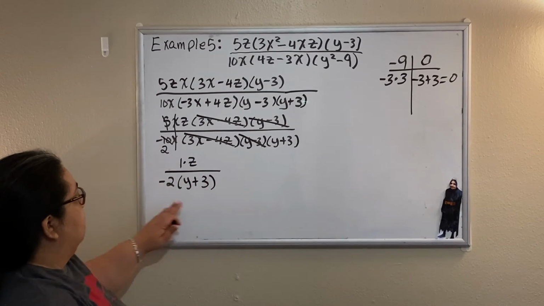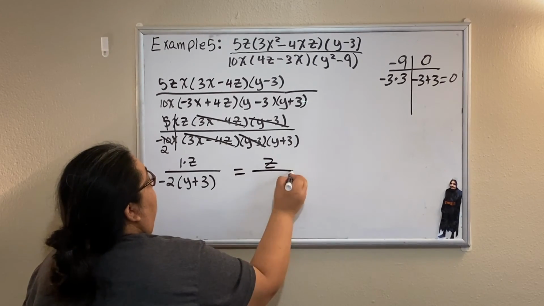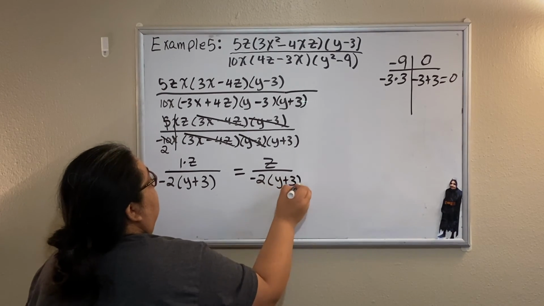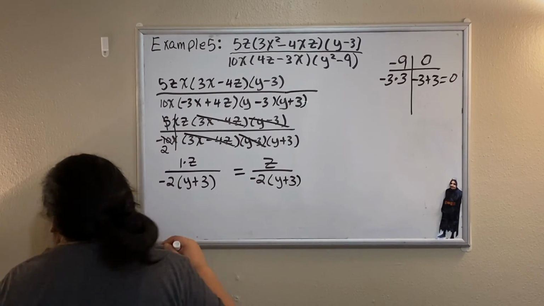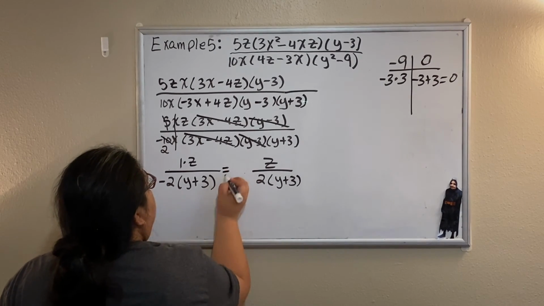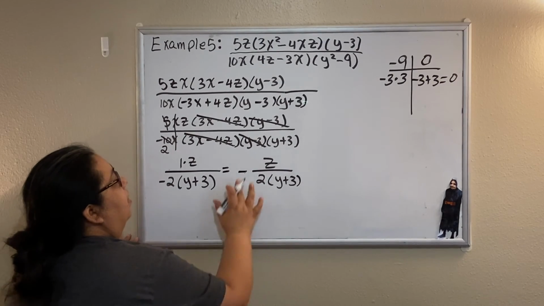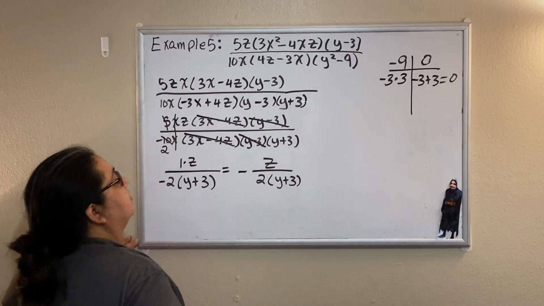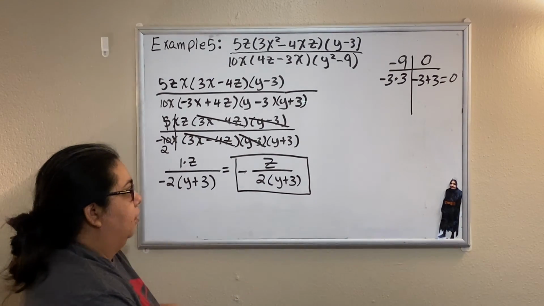Now we're going to clean this up a little bit. 1 times z is just z over -2 times y plus 3. Now, I don't like the negative being in the denominator, so we're going to move it. Let me just erase here a little bit. We're going to put the equals a little bit closer over here. We're going to move the negative to the front. That way we know that this rational expression is just negative. That's what the negative means. It means the whole thing's negative. And that is our reduced rational expression.